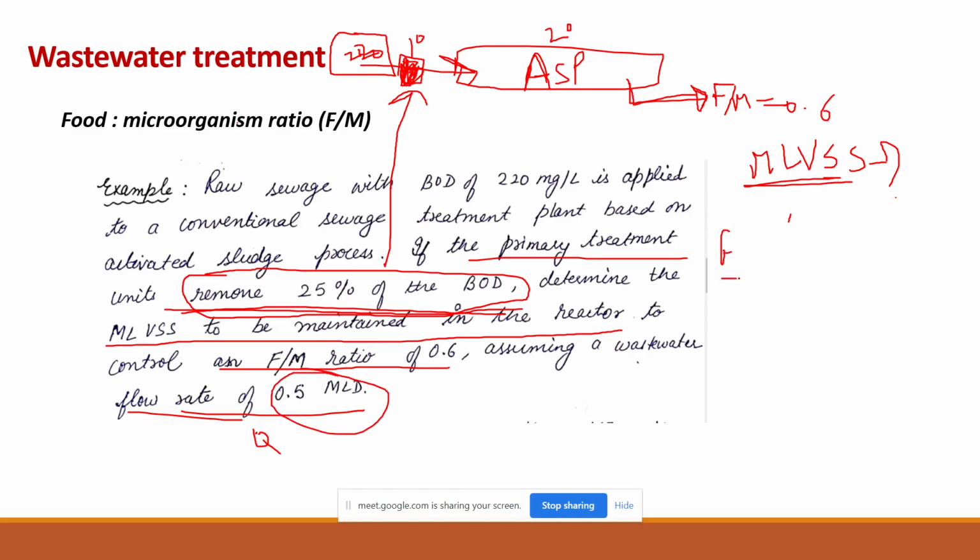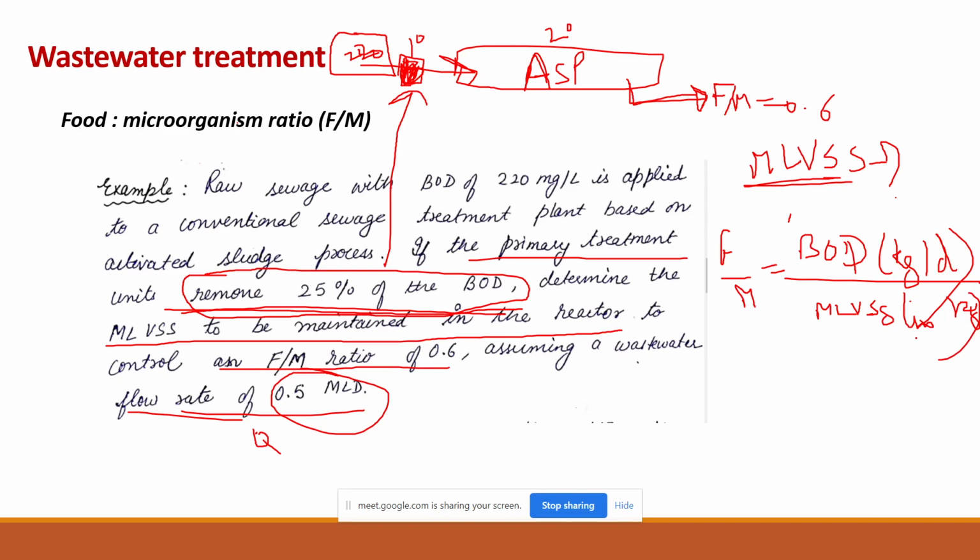So we know that F by M is BOD or COD in kg per day divided by MLVSS in kg. So you have this value, 0.6. This is to be calculated, let's say X. So you have to first calculate BOD in kg per day, right? So how will you calculate BOD in kg per day?